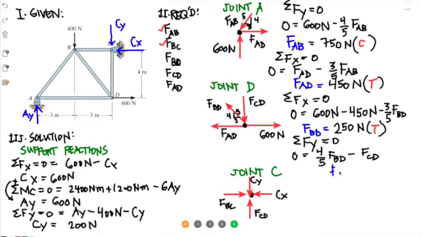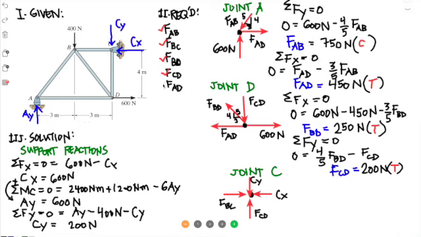So FCD is equal to 200 newtons positive. So it means that it is compressive. So it means our assumption is correct. So don't worry if you get a negative value, you just need to reverse your assumption. Okay. So we already have 4 forces. So we only have one left, BD and CD. Okay, what do we have left?